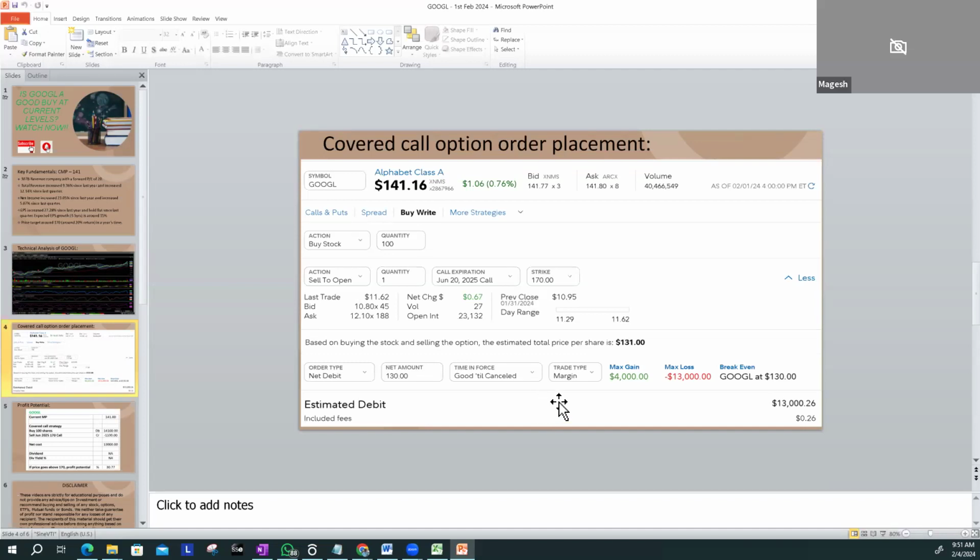Yeah, but say, for example, we are in February. Say by May, Google goes to say 180 or something. Then technically you don't have to wait till the expiration, June 2025. But the problem is you may not realize that full maximum $4,000 profit, because the time value will be there. The premium will still be high. It has an intrinsic value and a time value. So your profit, say, could be around $2,000.